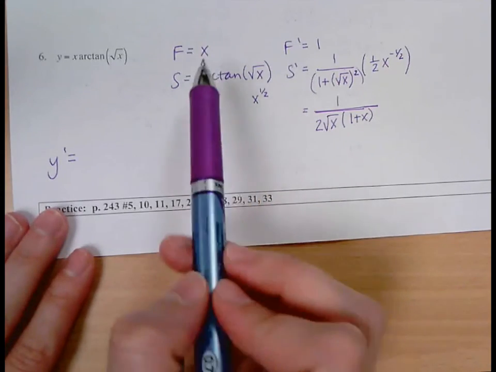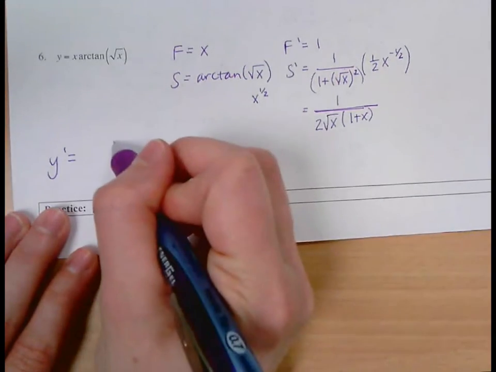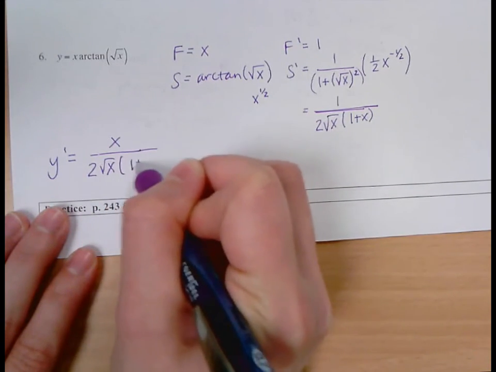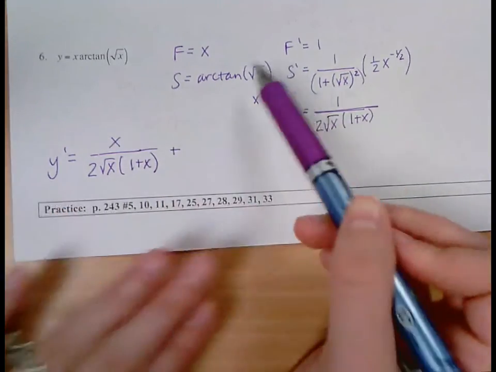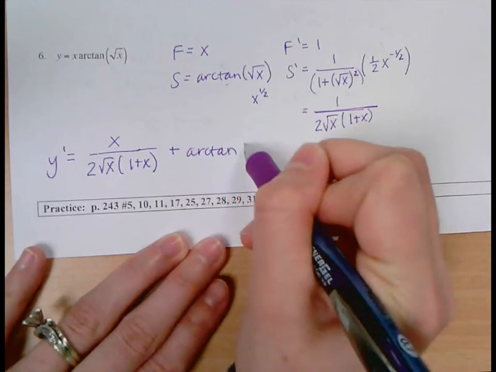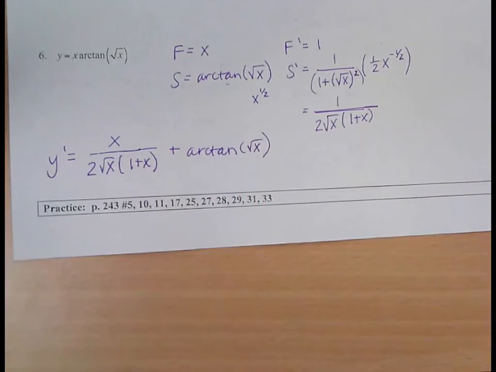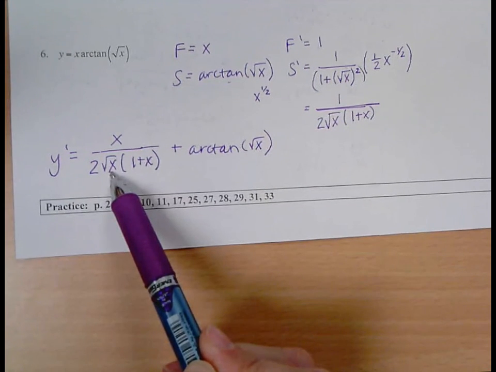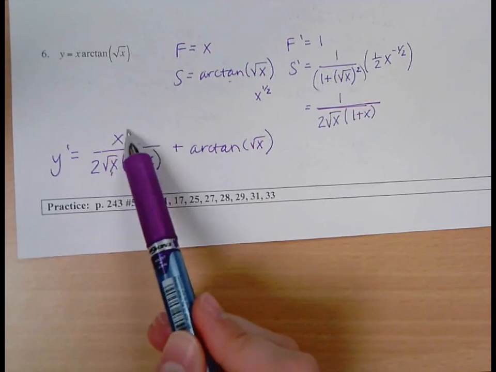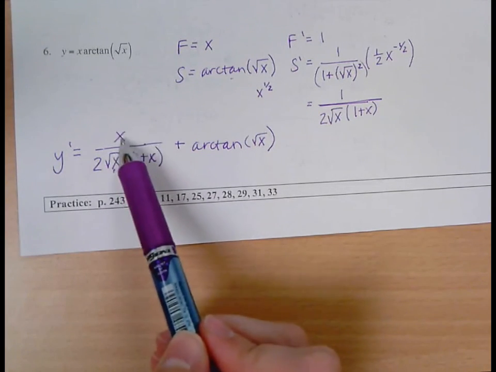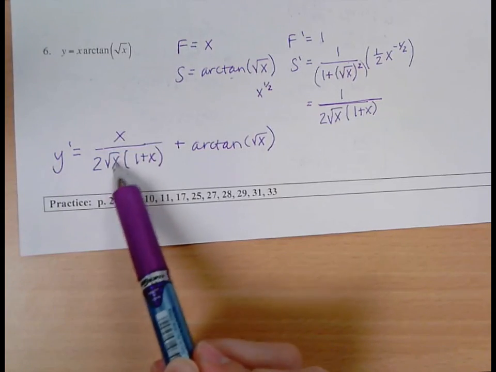So we would have first times second prime. So I'll write that as x over 2 square root x times the quantity 1 plus x, plus second times first prime would just be arctangent of the square root of x times 1, so just arctangent square root of x. This really could be simplified further as just the square root on top, because this would be x to the first over x to the 1/2, so you could just write the square root of x and then not have the square root of x in the bottom.